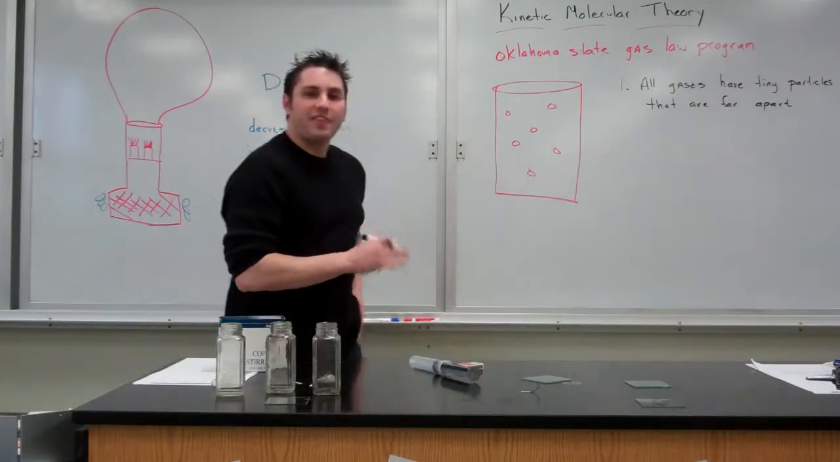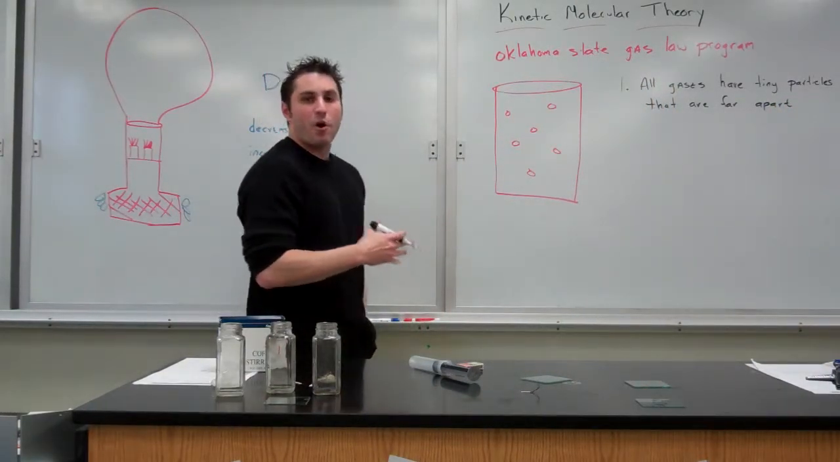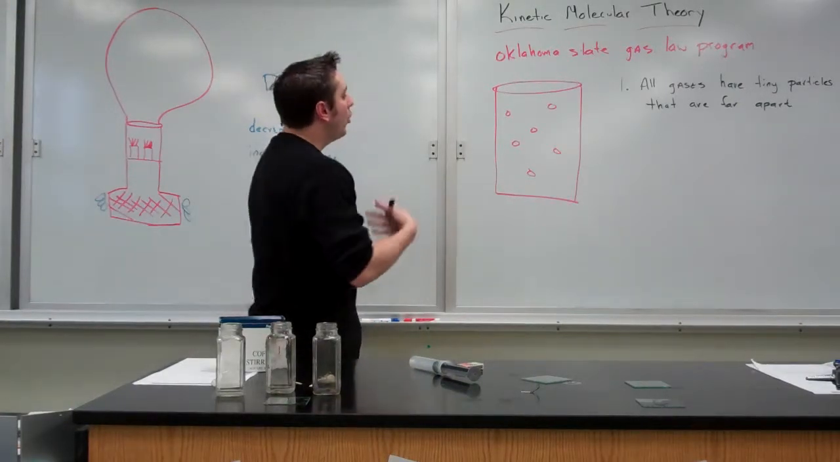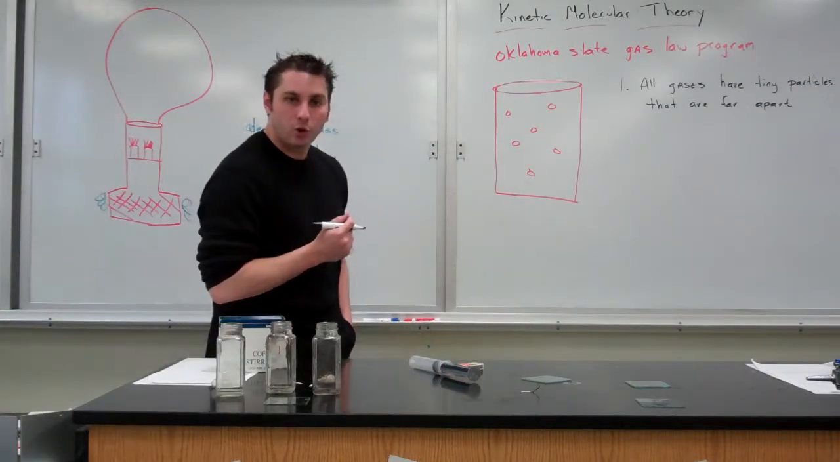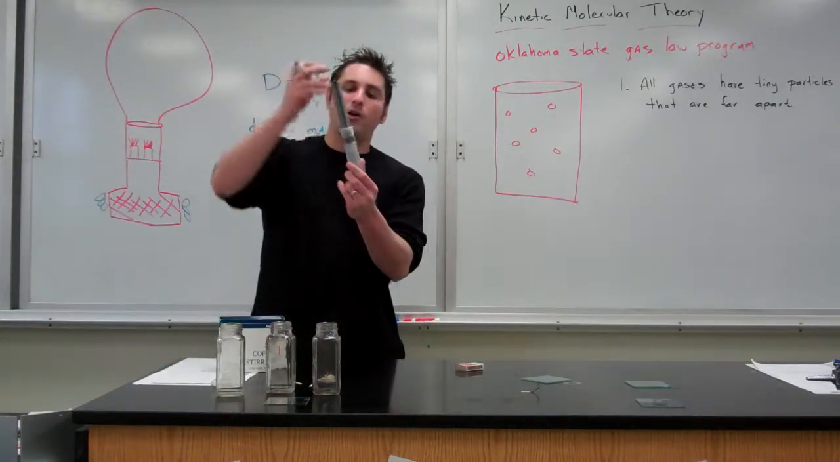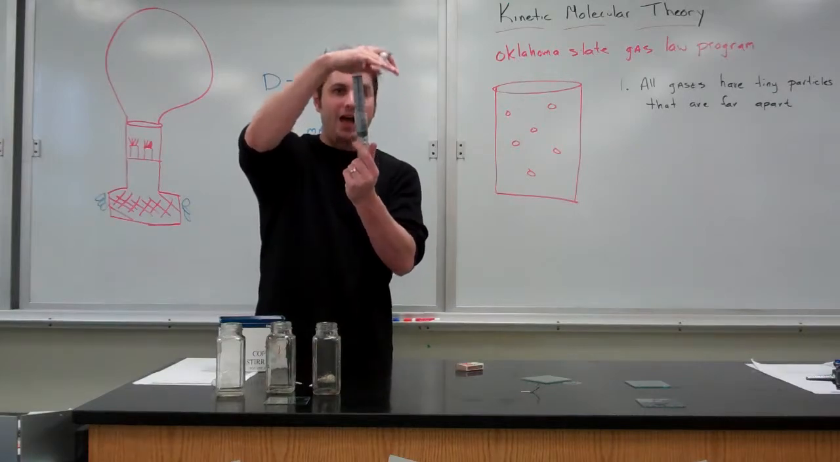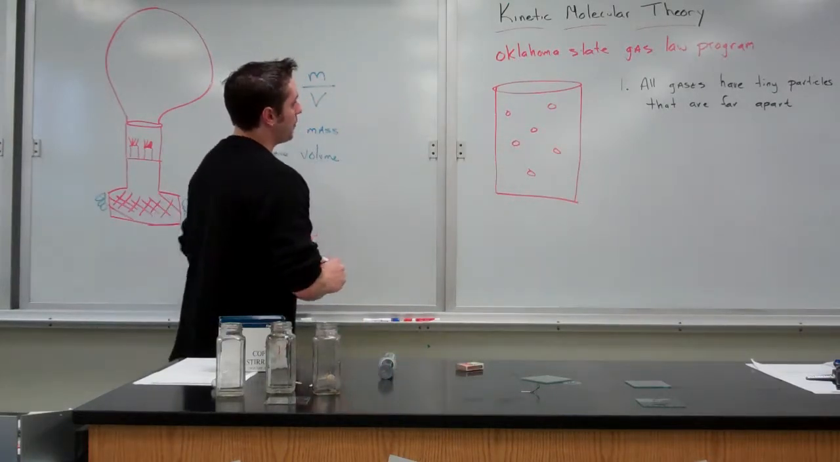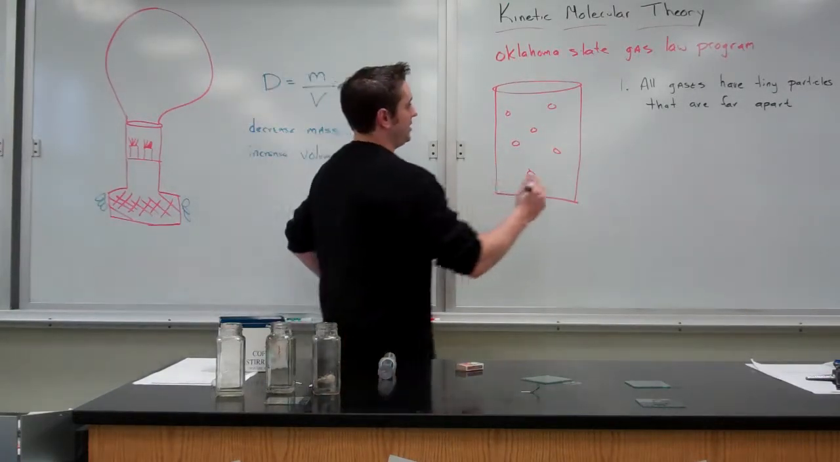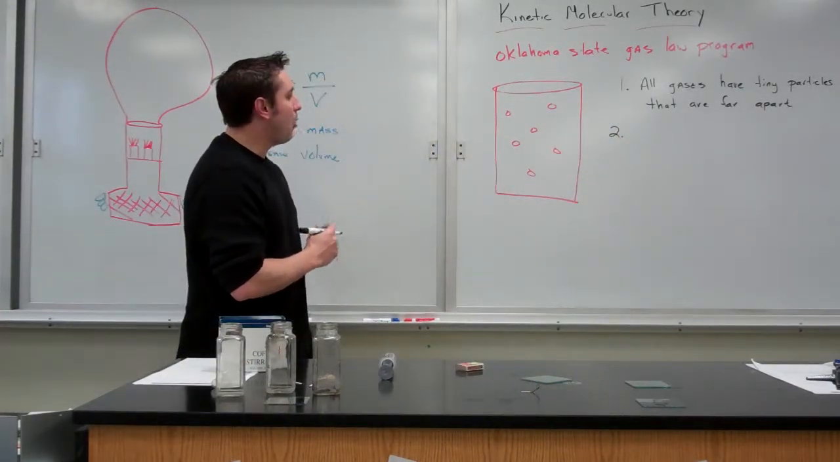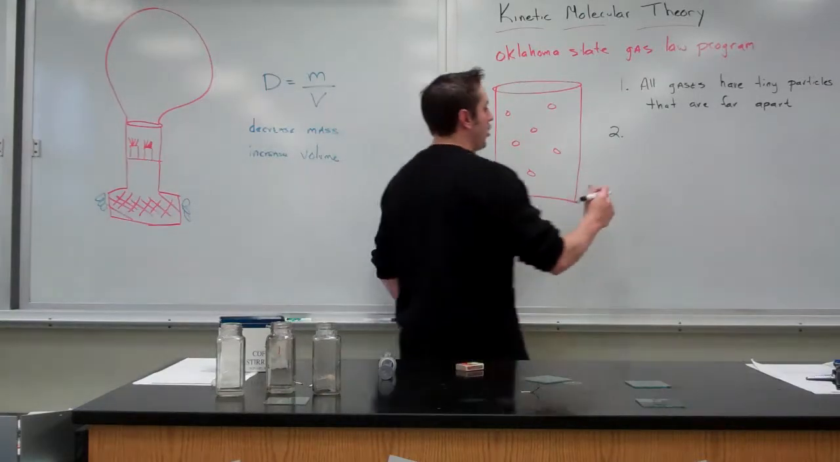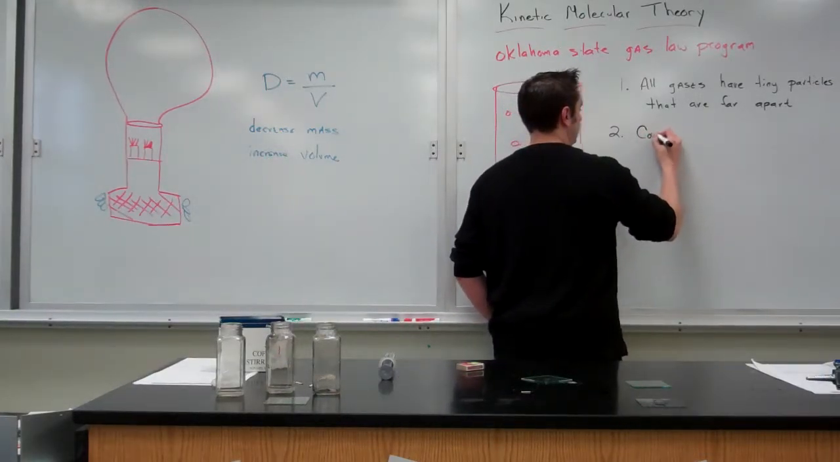Adding to that, these particles are very far apart compared to their size. We proved that when we tested for the compressibility that we talked about earlier. The particles are far apart, leaving a lot of space. That is why the plunger was able to go down. A second assumption of kinetic theory is that all of these particles are in continuous random motion.